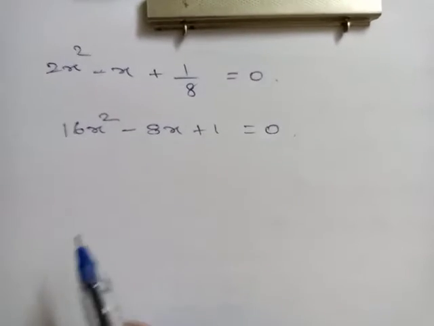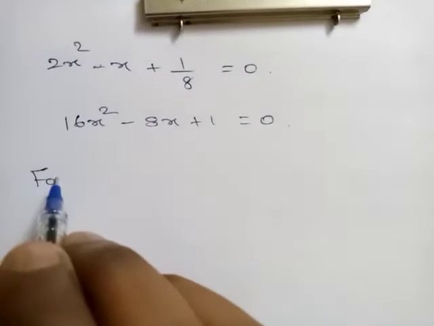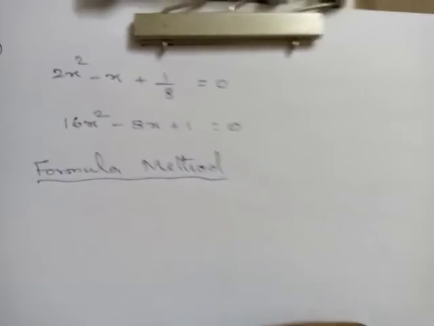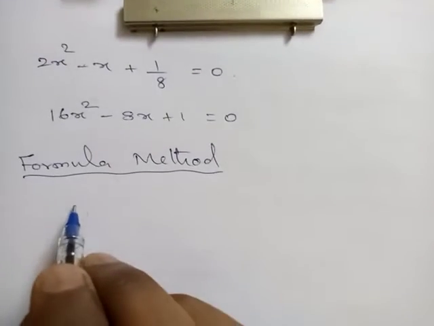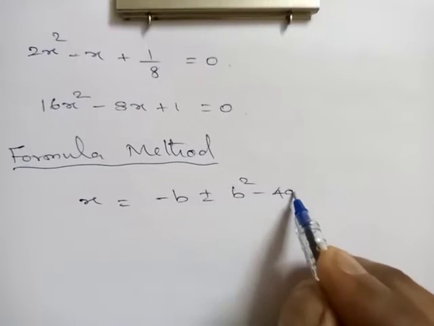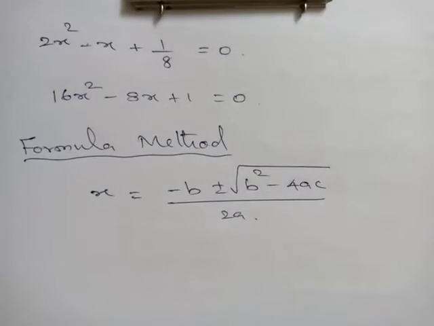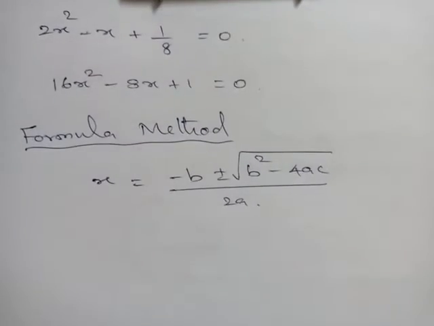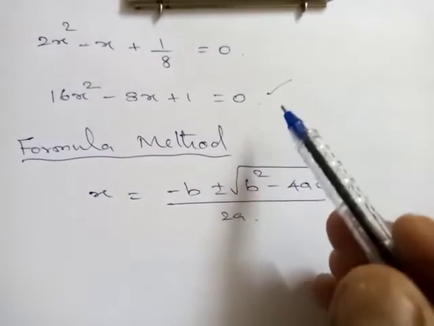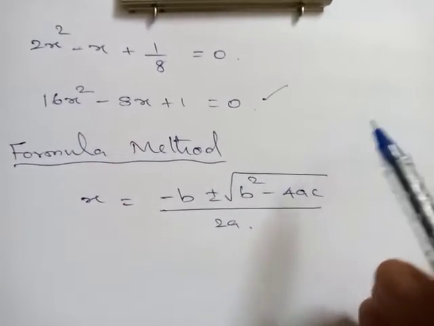Now another method is the quadratic formula. That is the formula method. So we can solve these quadratic equations by the formula method also. What is that formula? x is equal to minus b plus or minus square root of b square minus 4ac, divided by 2a. We know what a, b, c values are, right? So we can use this formula for any quadratic equation. But the factorization method we can apply only to a few problems, because by that method we cannot find the numbers for all the problems.